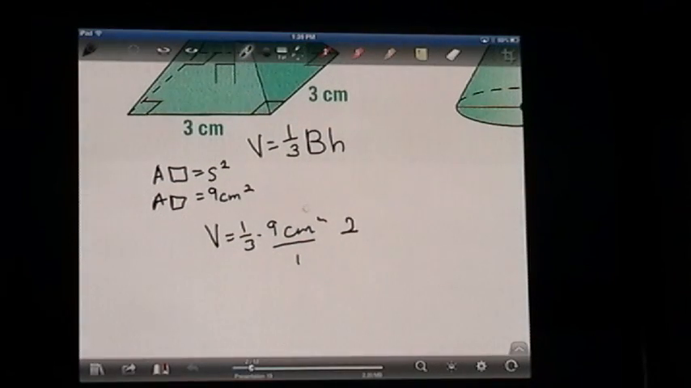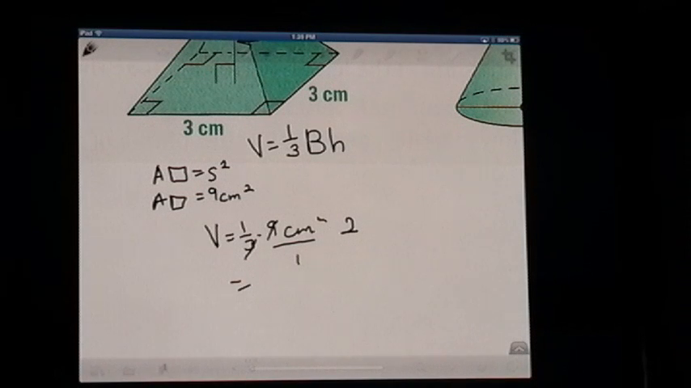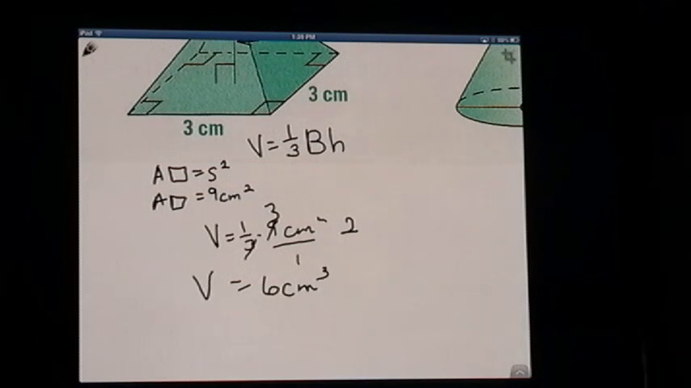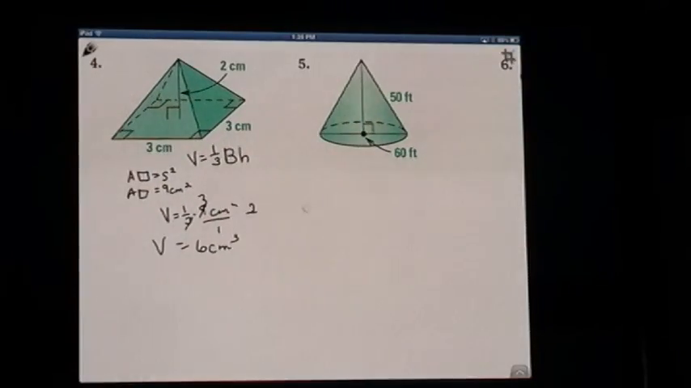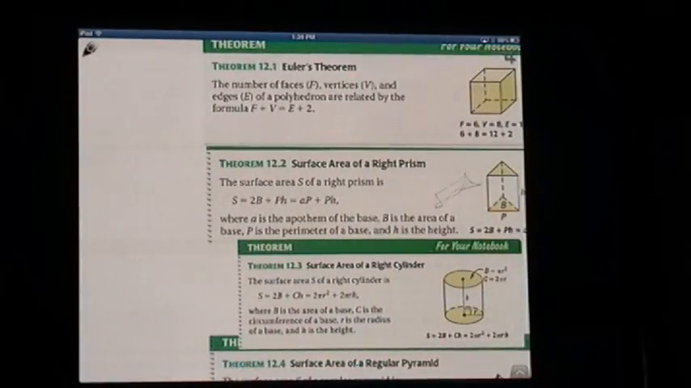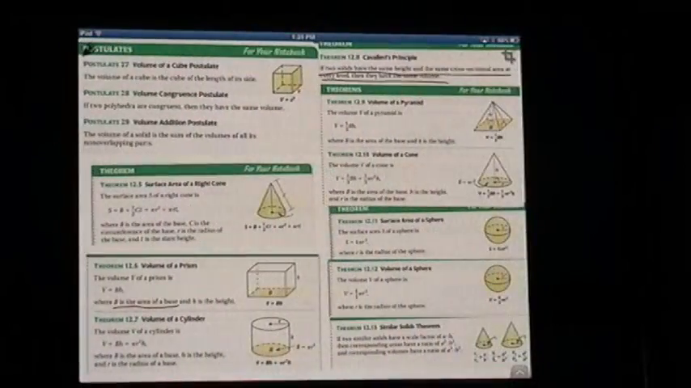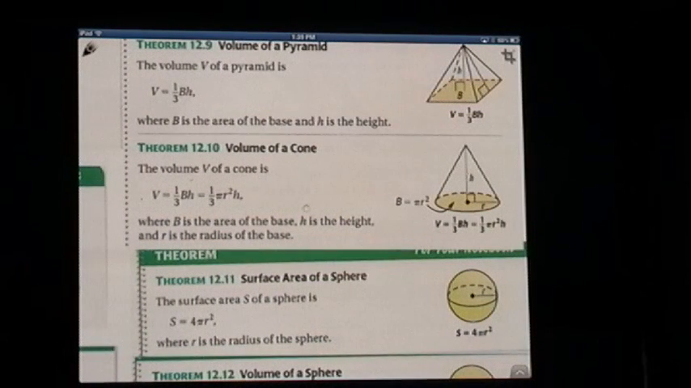Okay, so we can cancel our 9 and our 3. And we get 3 times 2 is 6 centimeters cubed. Okay. Go back and look at our theorem list for the cone. The volume of a cone is also equal to 1/3 the big base times the height.